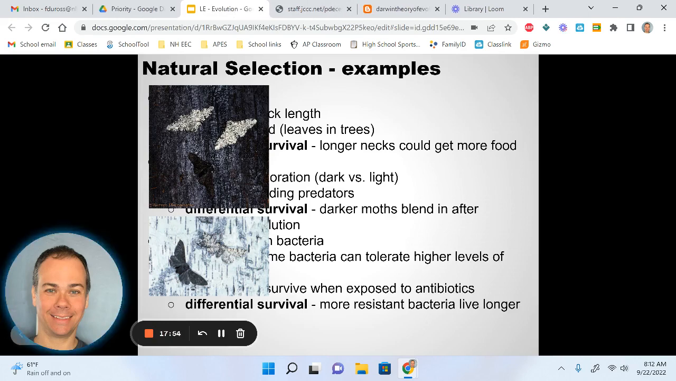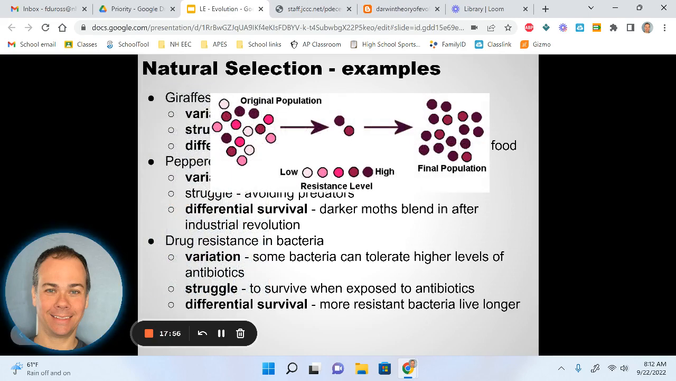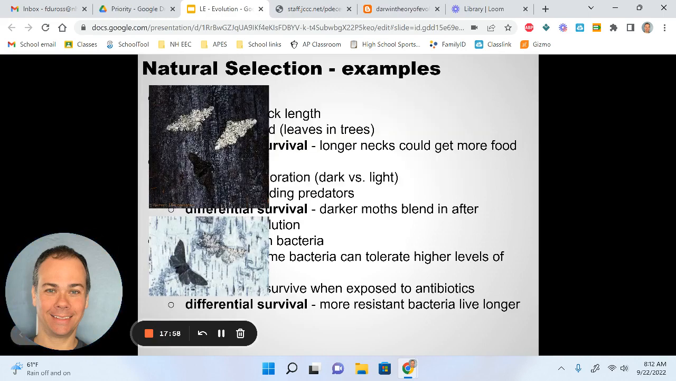So peppered moths are another example. We'll talk about one more. If you've ever had a bacterial infection, a common one you may have had is strep throat or an ear infection, right? Your ear hurts. What causes an ear infection or strep throat? Anybody know?